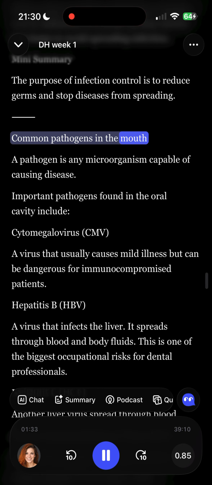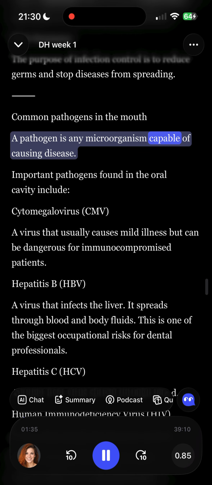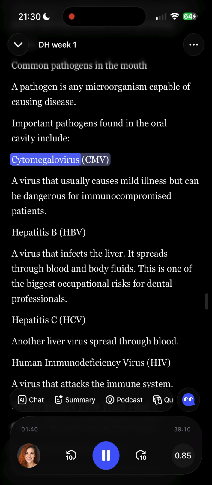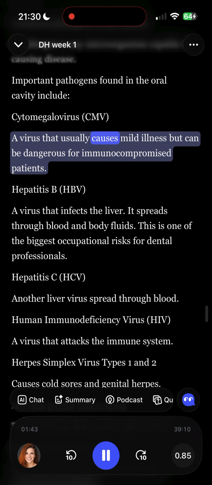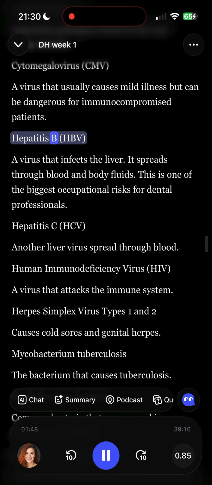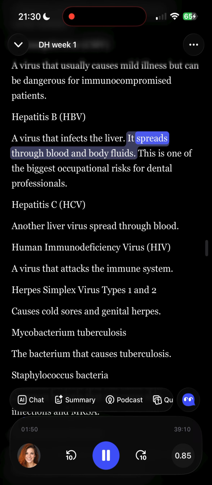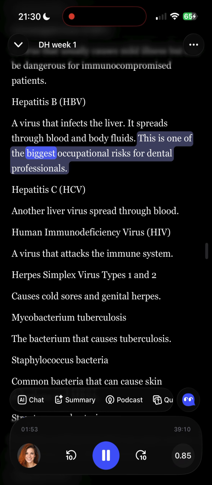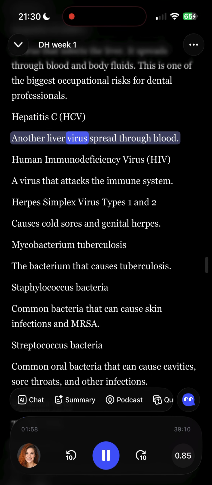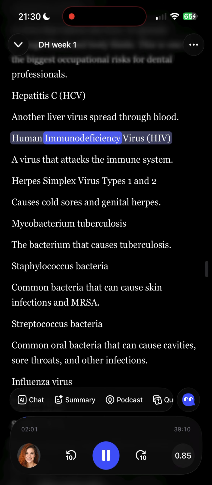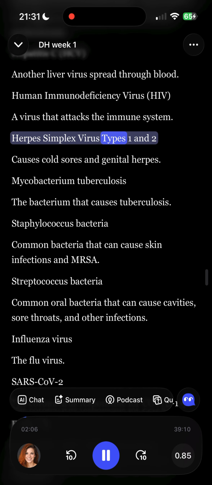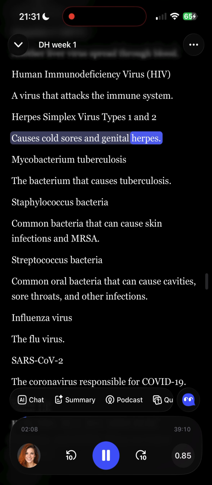Common pathogens in the mouth. A pathogen is any microorganism capable of causing disease. Important pathogens found in the oral cavity include cytomegalovirus, a virus that usually causes mild illness but can be dangerous for immunocompromised patients. Hepatitis B, a virus that infects the liver. It spreads through blood and body fluids. This is one of the biggest occupational risks for dental professionals. Hepatitis C, another liver virus spread through blood. Human immunodeficiency virus, a virus that attacks the immune system. Herpes simplex virus types 1 and 2, causes cold sores and genital herpes.